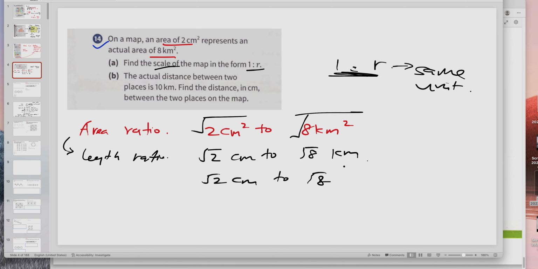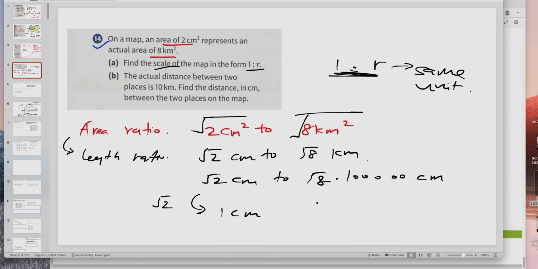You times 1000 to get meter. Then you times another 100. So this will be cm. Now you get it into 1 cm. How do you get to 1 cm? Divide by square root 2. Then you get 1 cm. So this one, now you key in square root 8 divided by square root 2.